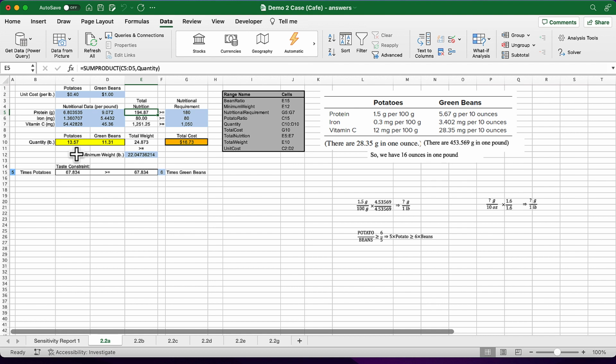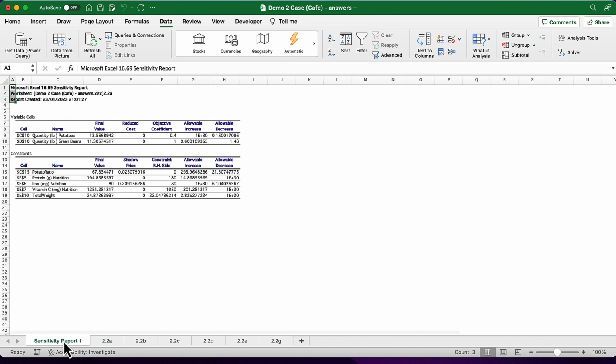So the Excel solver is suggesting that we have 13.57 pounds of the potato and 11.31 pounds of green bean to make the casserole. Obviously it satisfies the constraints, and the minimum cost achieved in this case is going to be 16.73. Again, as a follow-up on the case itself, Maria is looking at other options, which include modifying the taste parameter and also the iron nutrition.